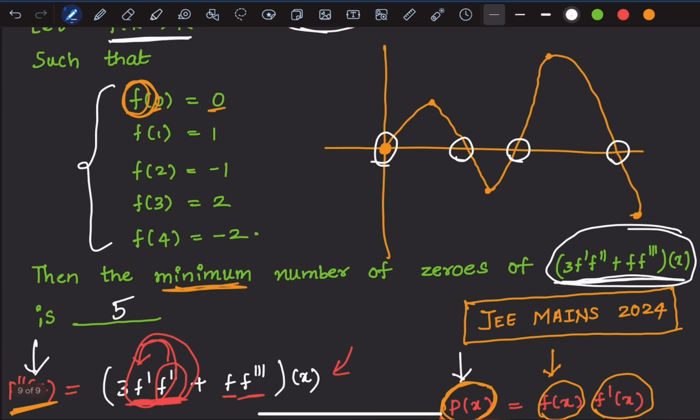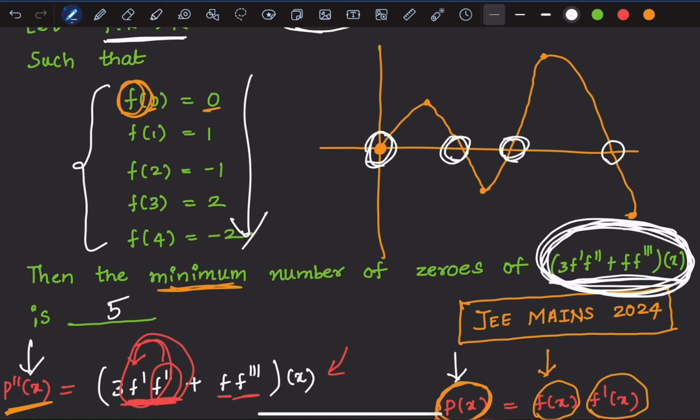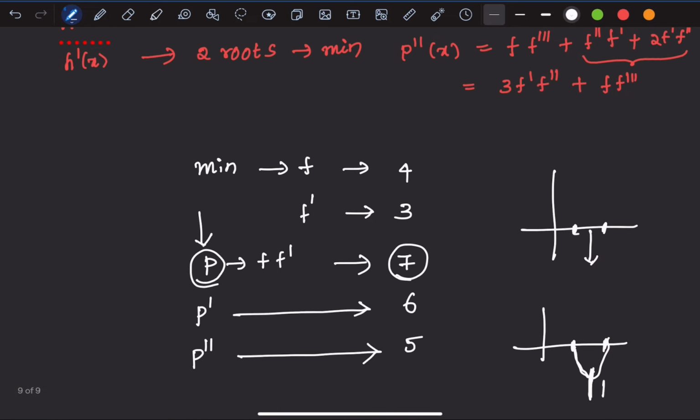So the first thing that you have to notice in this question is that there is a product rule that is getting applied here, and you have to figure out that this is p double dash of x. And once you do that, you have to plot the graph and see that the minimum number of roots is 4, and then you have to repeatedly apply the concept of the number of roots and number of roots of the derivative, that particular concept that we have discussed.